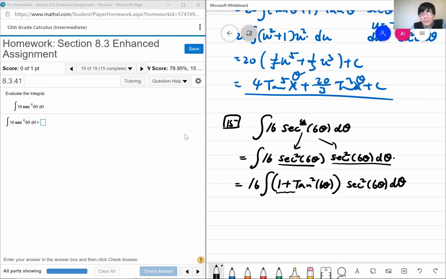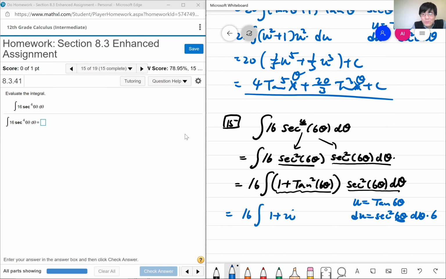So this is a function in terms of tangent, and this is a derivative of tangent. So exactly the same technique works. So u is equal to tangent 6 theta. So du is equal to secant square 6 theta d theta times 6 by the chain rule. So after the substitution, it's going to be 1 plus u square, that's the main part. And this is going to become du divided by 6.